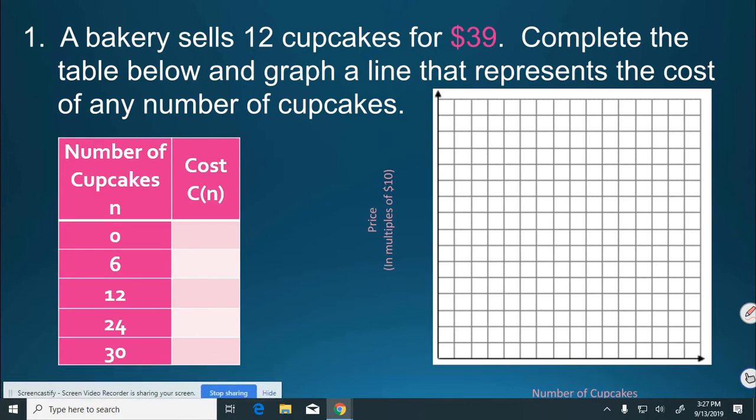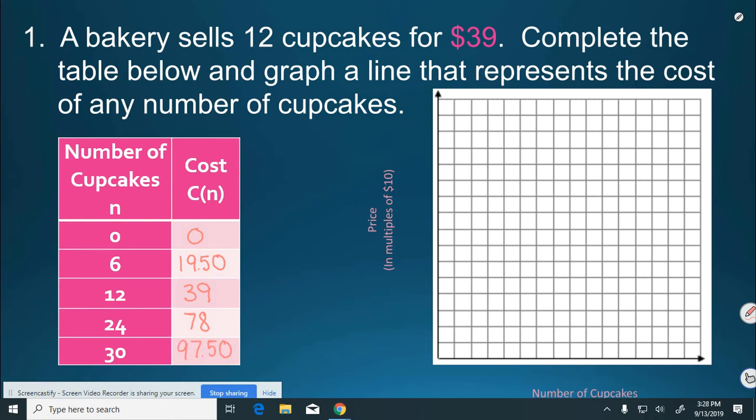All right, so if 12 cupcakes cost $39, obviously we can put in 12 and 39. If I don't purchase any cupcakes at all, I'm not going to be charged anything, so that's $0. Six cupcakes would be half of 12 cupcakes, so half of 39 would be 19.50. 24 would be double 39, so 39 times 2 is 78. And 30 would be 24 plus 6, or 78 plus 19.50, which is like doing 78 plus 20, which is 98, but subtracting the 50 cents, so 97.50.